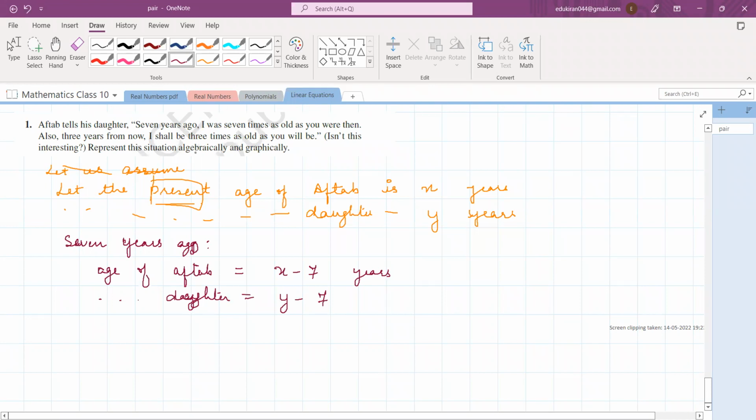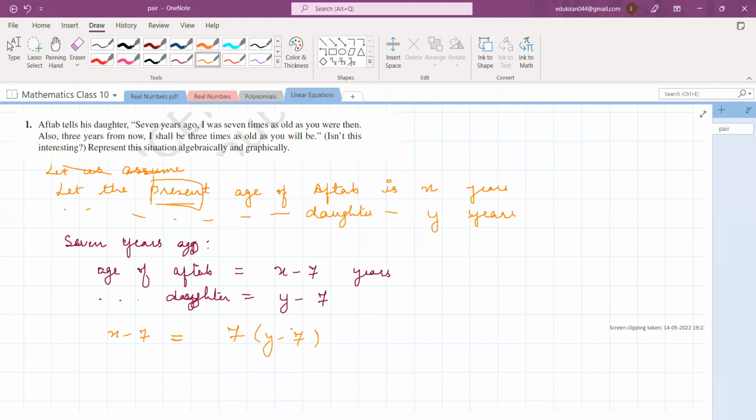Now come to the condition. So what is it saying? That I was, that means your X minus 7 was, basically Aftab was. So 'was' means put an equal to sign. I was 7 times as old as you were then. So that means daughter was actually Y minus 7, and 7 times of this daughter's age was the age of Aftab. Understood? Yes. So this is the mathematical representation of the statement which is given to you. Understand, Sarah? Shri Harsha?